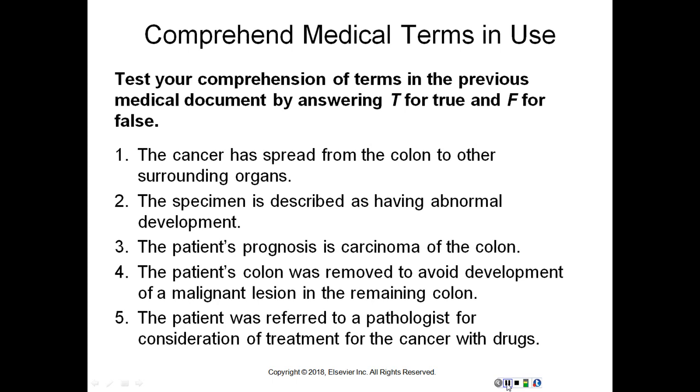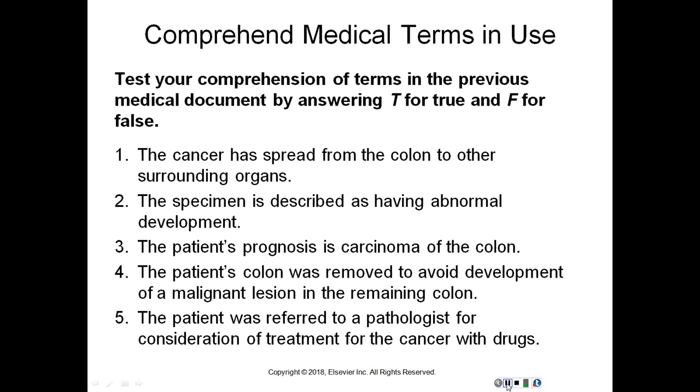Number 2, the specimen is described as having abnormal development. It states advanced dysplasia and inflammation. So dysplasia is difficult abnormal development. So that is true. Number 3, the patient's prognosis is carcinoma of the colon. Well, no, the prognosis is the outcome. The diagnosis would be carcinoma of the colon. So that is false. Number 4, the patient's colon was removed to avoid development of a malignant lesion in the remaining colon. That was true.